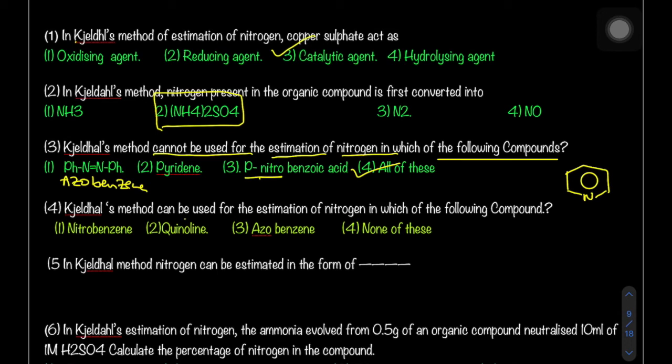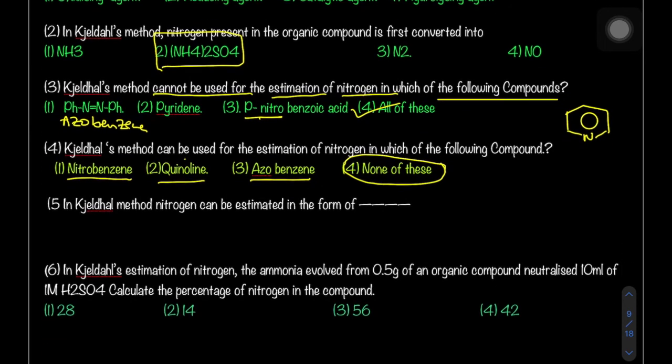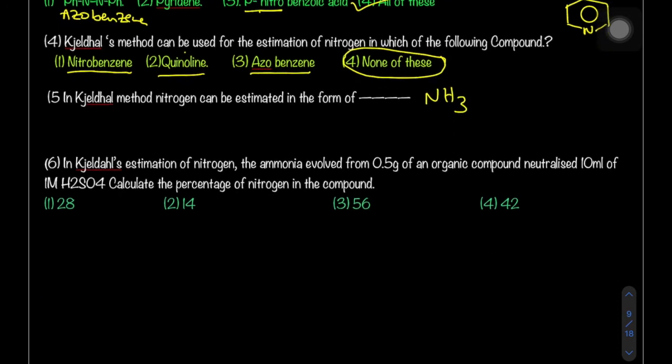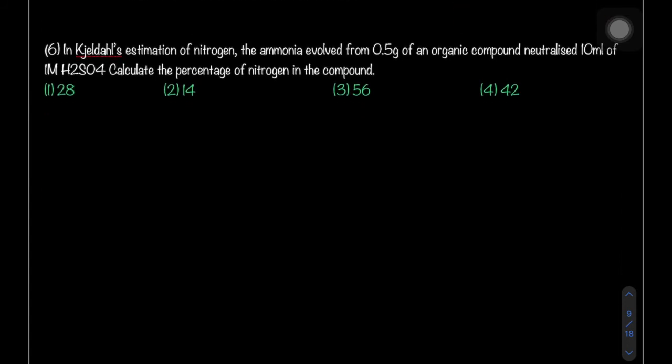Now fourth question. Jaldal's method can be used for the estimation of nitrogen in which of the following? Nitrobenzene not valid, quinoline not valid, azobenzene not valid. So the answer is none of these. Next question. In Jaldal method, nitrogen can be estimated in the form of ammonia. This is very important. In the form of what? Ammonia. Okay. Next come to numericals.